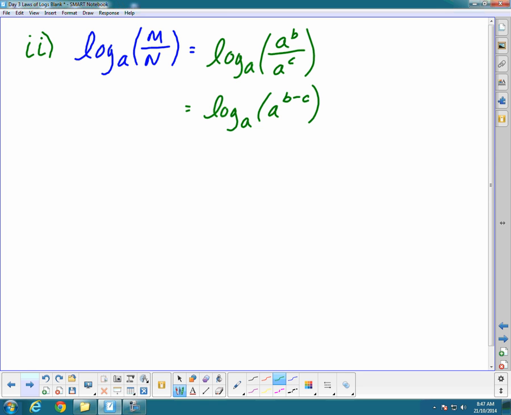Now again, we're in one of those properties from yesterday that says, what exponent do I put on a to get this power? Well, obviously the exponent is right there. What exponent do I put on a? Well, it's right there. So this log evaluates to b minus c.